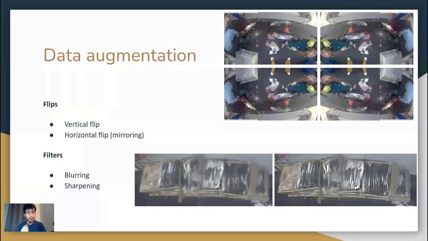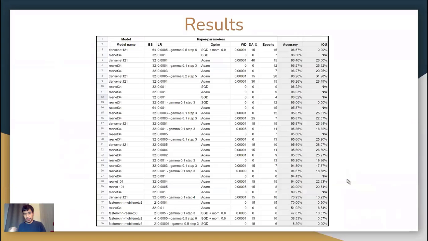Okay, I'll be covering the second part of the presentation. For our data augmentation, we have two kinds, flips and filters, that could be used simultaneously. For flips, we have vertical flips and horizontal flips, also called mirroring. And then for filters, we have both blurring and sharpening. For the results, we created this little table with all the tests that we attempted.